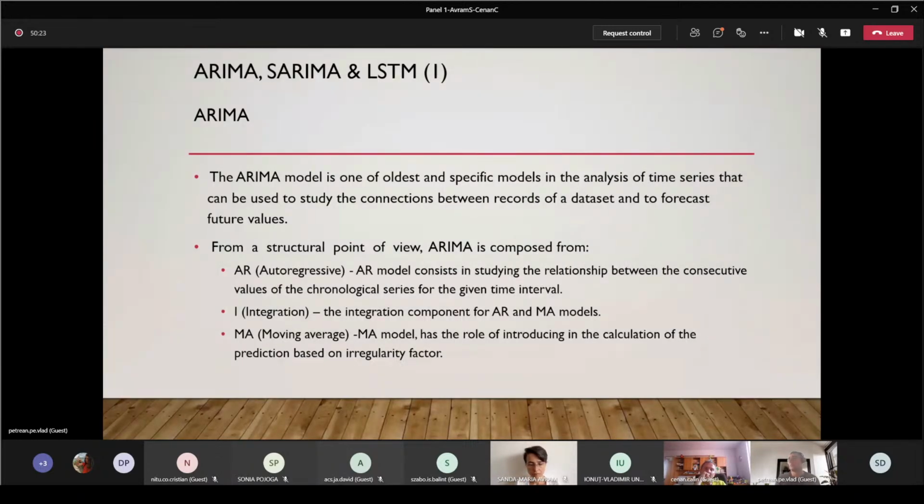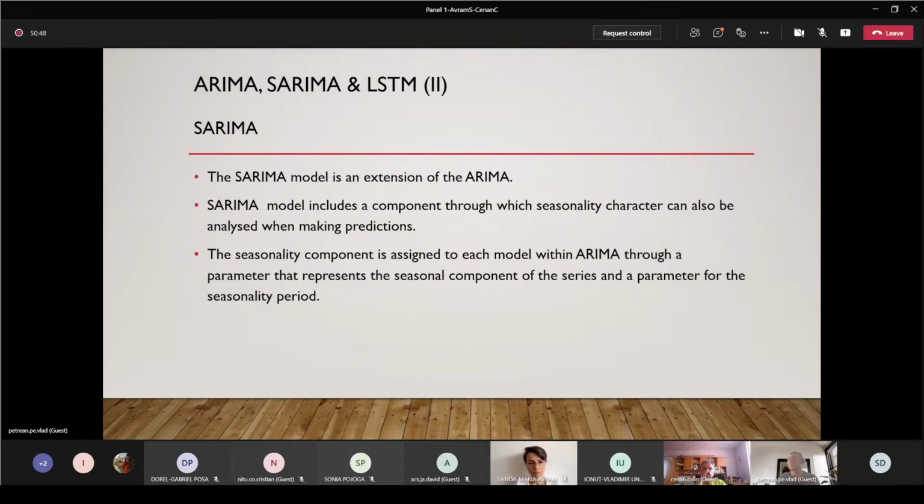Going on a little bit about each of the models. The ARIMA model basically studies the relationship between the records and also studies the irregularities. From a structural point of view, ARIMA is composed of 3 models: the autoregressive model, the moving average, and the integration one. As SARIMA represents an extension over ARIMA, what does this model contain? It has a seasonal component which helps us notice the seasonality component in a time series.